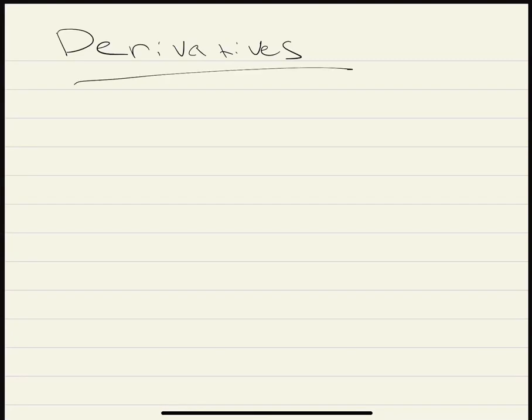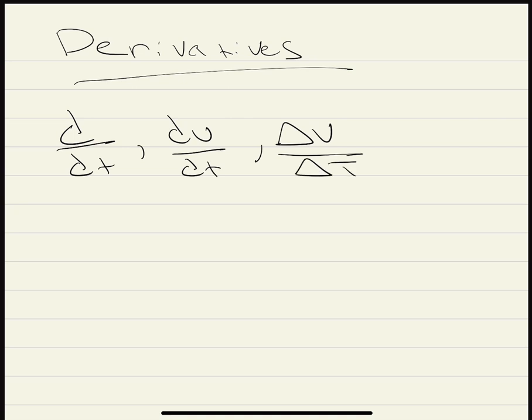We're going over derivatives. Derivatives are fundamental to calculus. They measure how a function changes as its input changes. So we can write them as d over dt or dv over dt, where dv represents a change of velocity with respect to a change in time. Other ways we can write this to simplify it is change of velocity over a change in time.